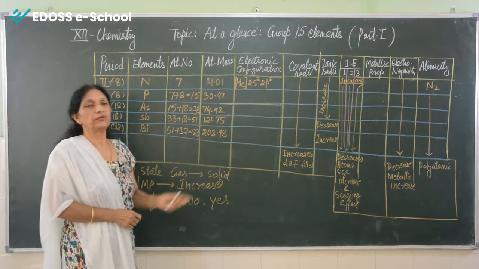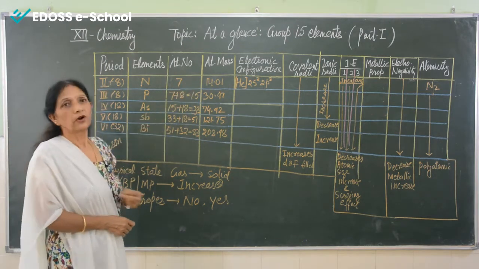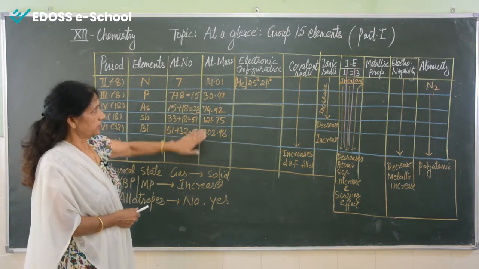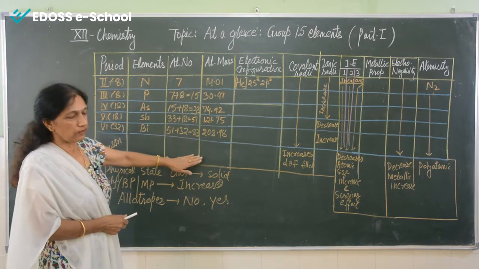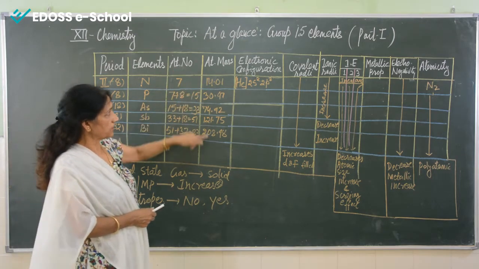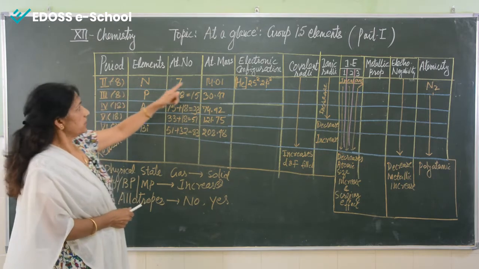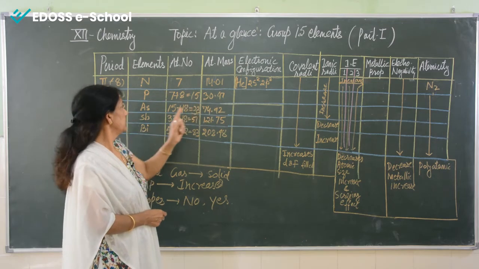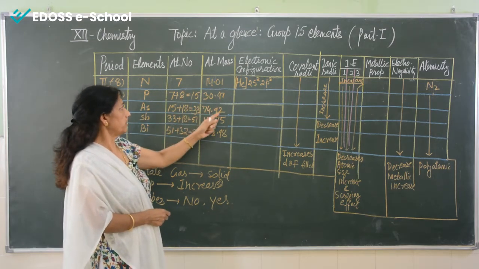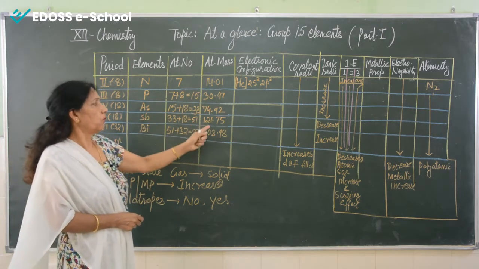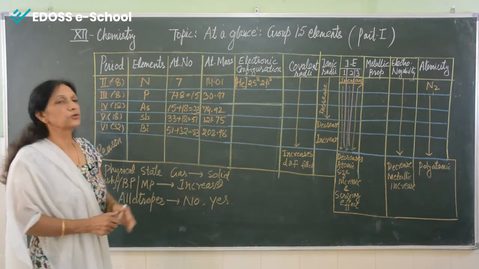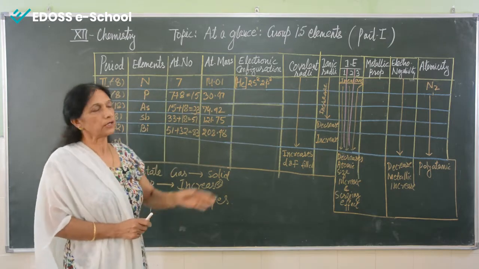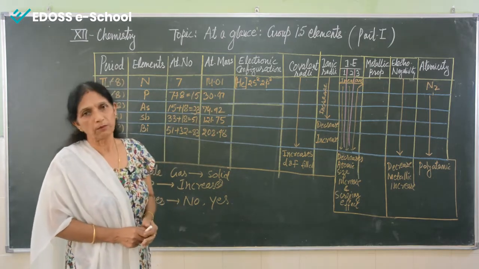But atomic mass is not a whole number; it is in decimals. You can see atomic mass is also increasing, just as atomic number is increasing. Nitrogen has 14.01, phosphorus 30.97, arsenic 74.92, antimony 121.75 and bismuth 208.98. But remember, whenever we are doing calculations, you can take these atomic masses as whole numbers also.